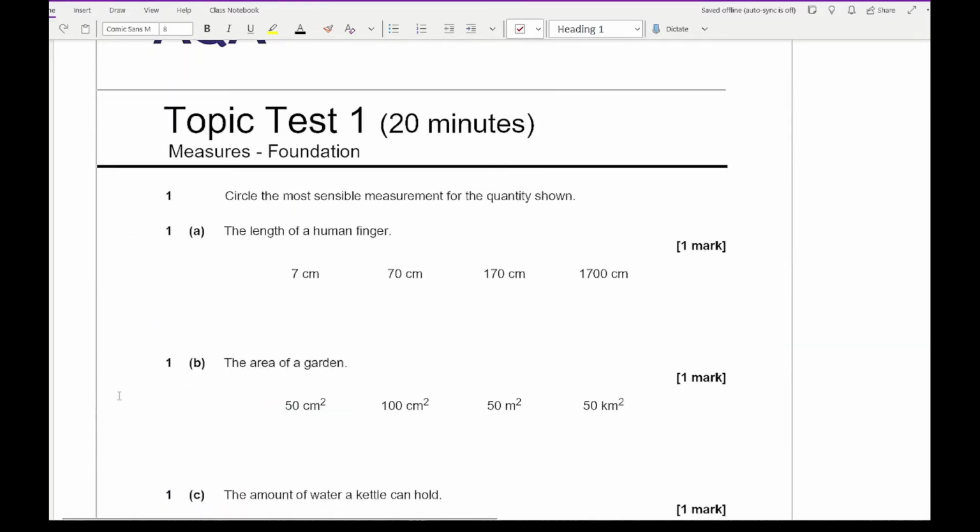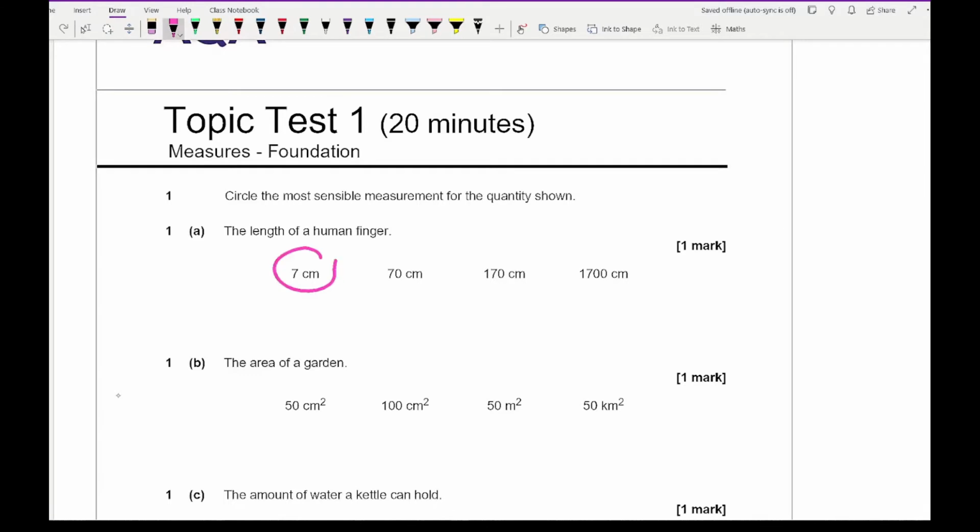So question 1 says circle the most sensible measurement for the quantity shown, and so for 1A it says the length of a human finger. Now obviously 3 are going to be massively unrealistic and 1 is going to be realistic, so try not to think about your own personal finger or your own personal garden or your own personal kettle. It's all about which seems more reasonable. So your answer for A should obviously be the first option, which is 7 centimeters.